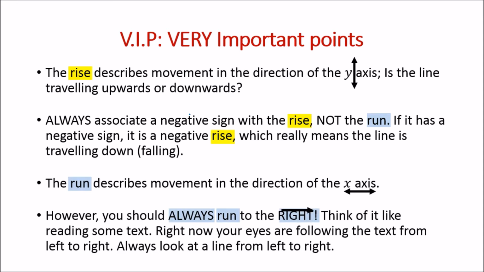Think of it like reading some text. Right now, hopefully you're reading along with me, so right now your eyes are following the text from left to right. I want you to always look at the line from left to right. And when you're plotting points in, once you've plotted one point and you're looking at the gradient to do your rise over run, you're always moving to the right and never to the left.